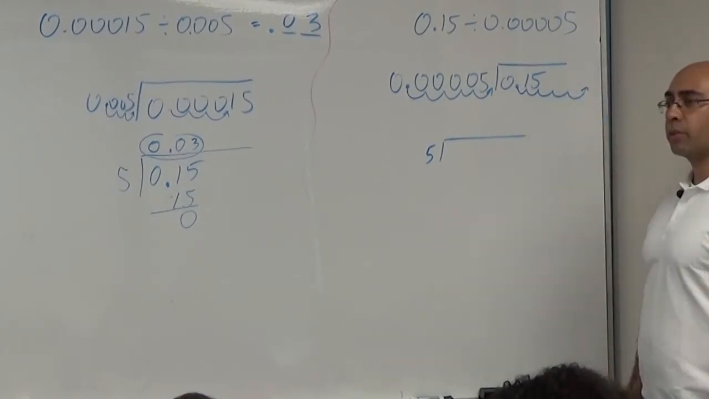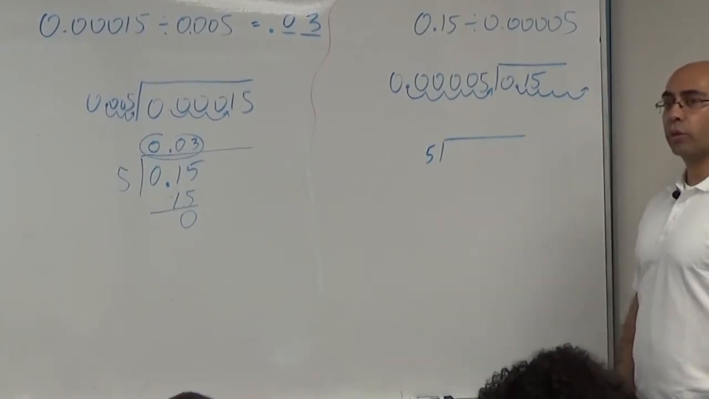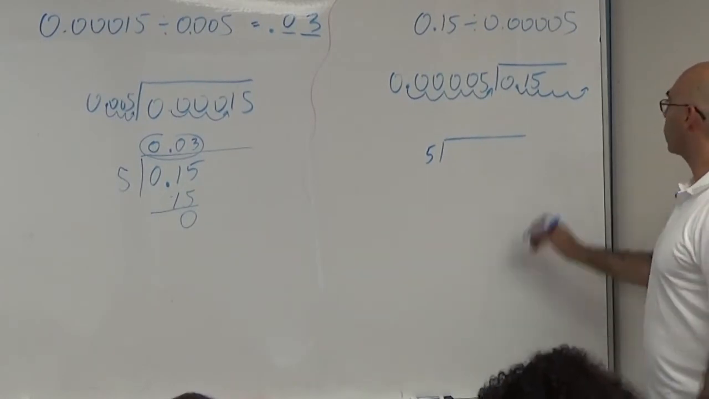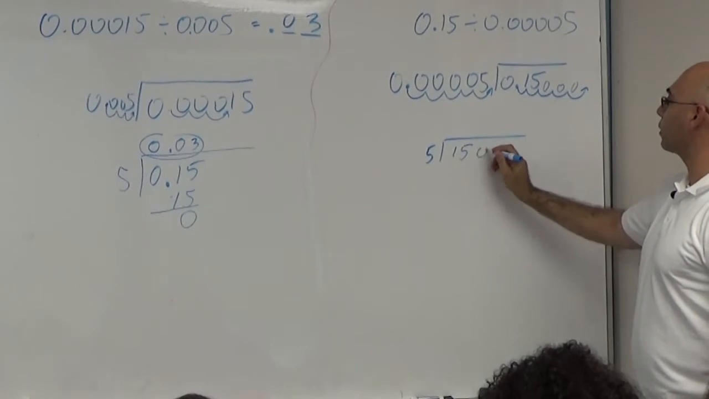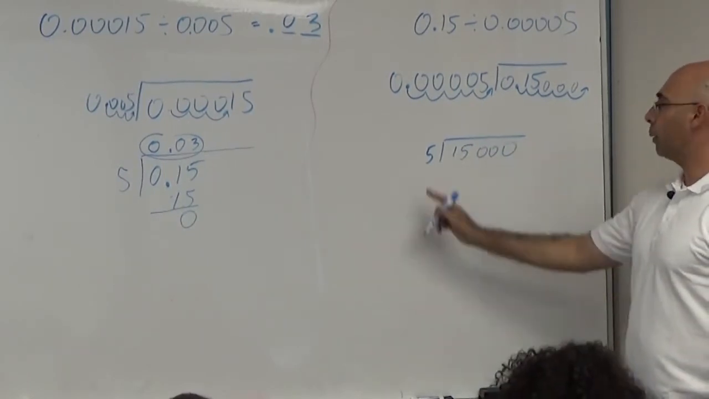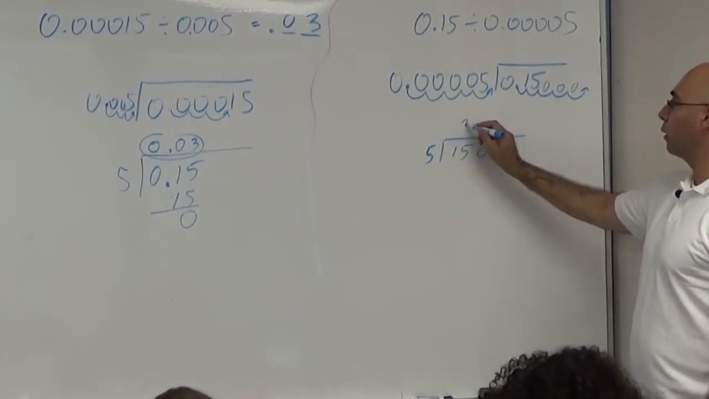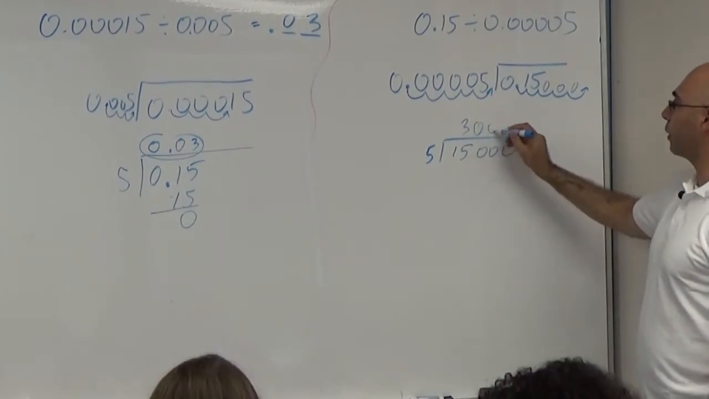But there are empty spaces there. What do I do with those empty spaces? Add zeros. Just fill them up with zeros. So the answer is 15, 0, 0, 0. Oh, how many times does 5 go into 15? 3. And I have 3 extra zeros, so I add 3 extra zeros.